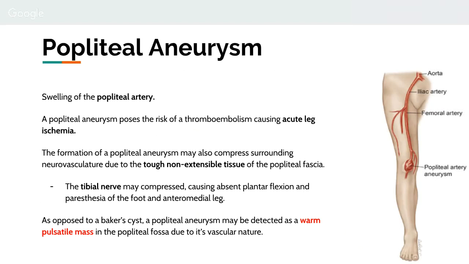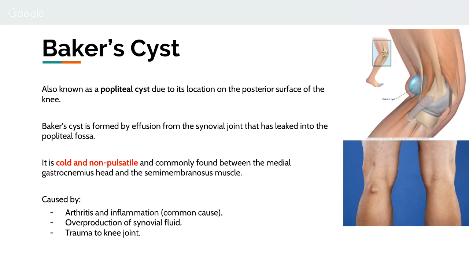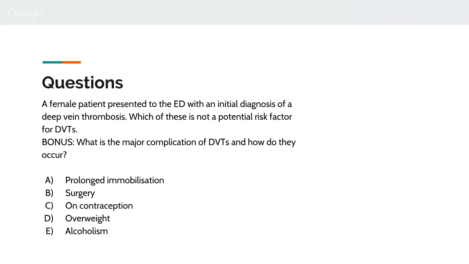The tibial nerve, which runs in the popliteal fossa, can be compressed, and as you'd expect, everything that the tibial nerve is responsible for, the patient won't be able to do. Is there anything else on the Baker cyst? Yeah, it's caused by arthritis, overproduction of synovial fluid, trauma, all that jazz. Leg questions.